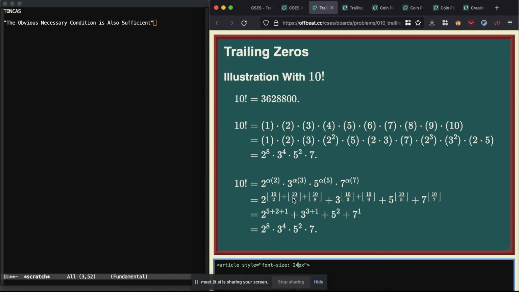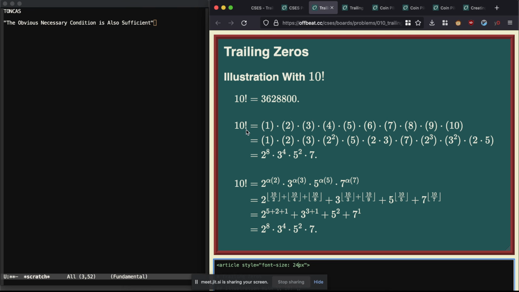Then the multiples of 4. How many multiples of 4 do we have? We have 2 of them, and that comes from 10 divided by 4, floor of that, and that is 4 and 8. So they contribute 2 more 2's, and then how many multiples of 8 do we have? Each one of them contributes 1 more 2. So that is how we are getting 2 to the power 8. So we are seeing that in this 10 factorial, we have 2 to the power 8 present. 2 to the power 8 divides this 10 factorial.